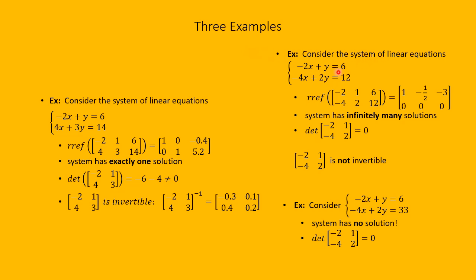Let's consider this system of linear equations. It looks kind of similar to these, but a couple differences. Instead of a 3y, we have a 2y, and instead of a 14 here, we have 12. So let's consider these two equations. If you look at them carefully, you'll notice that the second equation is just twice the first equation. Twice this stuff is minus 4x plus 2y. Twice the 6 is 12.